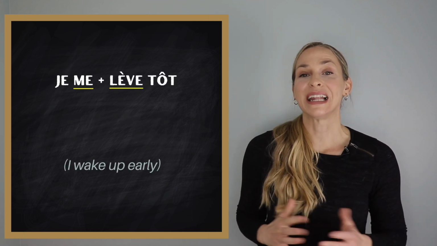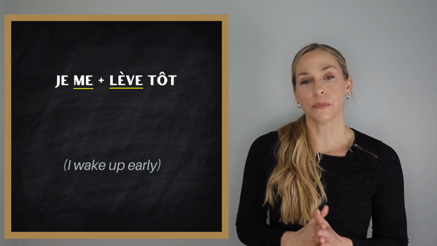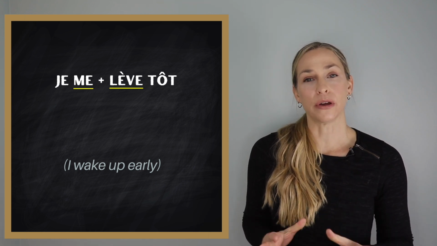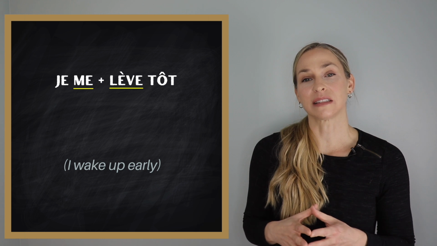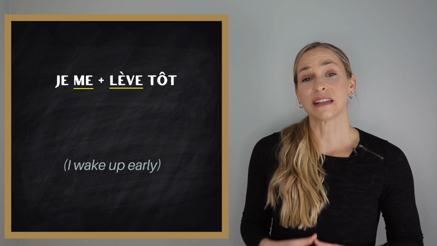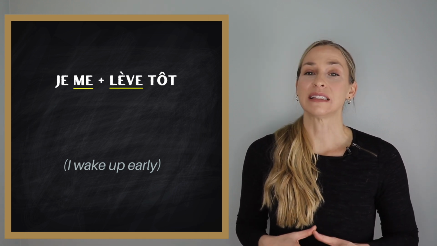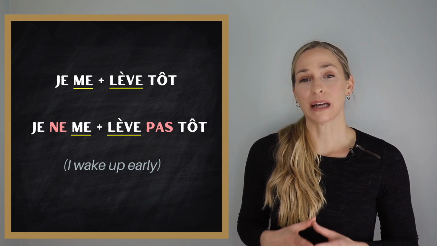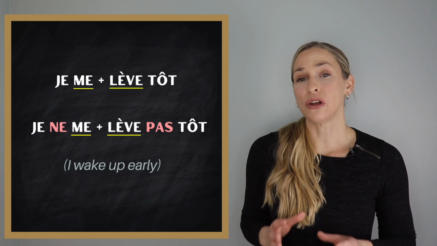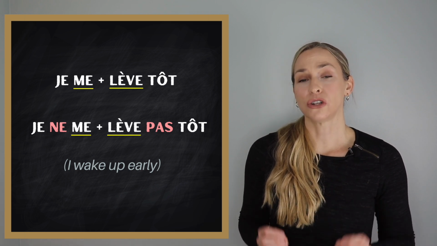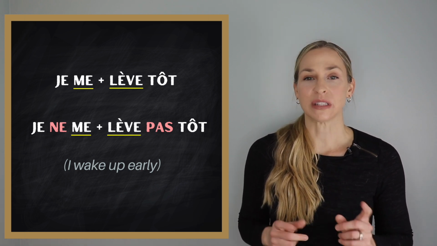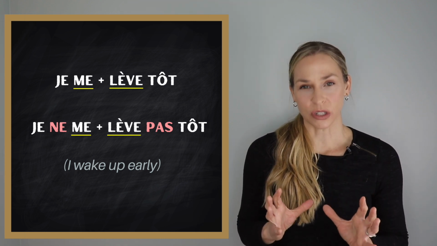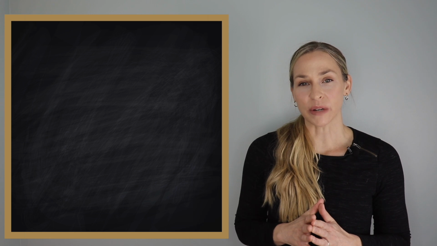Je me lève tôt. I wake up early. Me lève is a reflective verb. The me needs to stay with the verb. They stay stuck together. So to turn this into a negative sentence, we need to say je ne me lève pas tôt. Je ne me lève pas tôt. We say it a little bit fast sometimes. Doesn't matter. Here, I just want you to understand the structure. Let's look at another one.